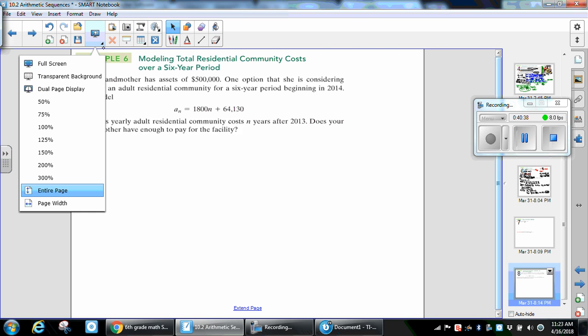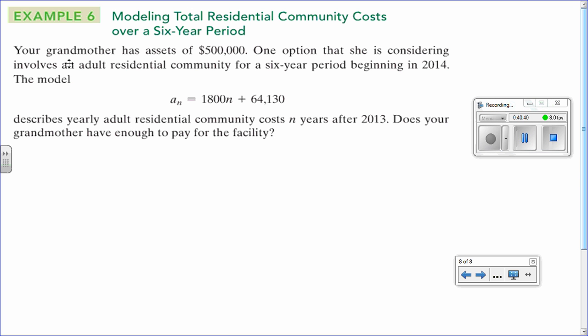Okay, so the last problem is just the one about the grandma going into a nursing home. And just like I told you, it was pretty expensive. So let's see if she's going to have enough money to pay for that. I don't know why she's only concerned about that 6-year period, but we're going to find the sum of the first 6 years of her living there.